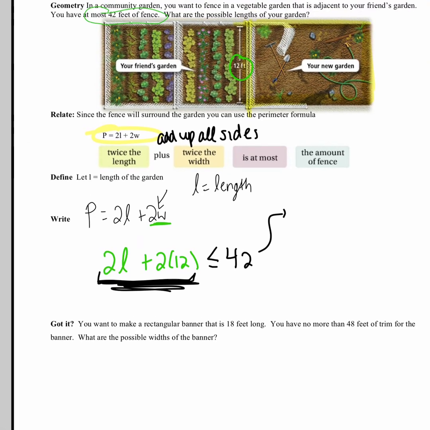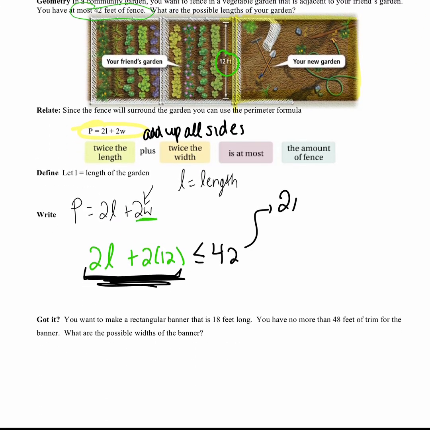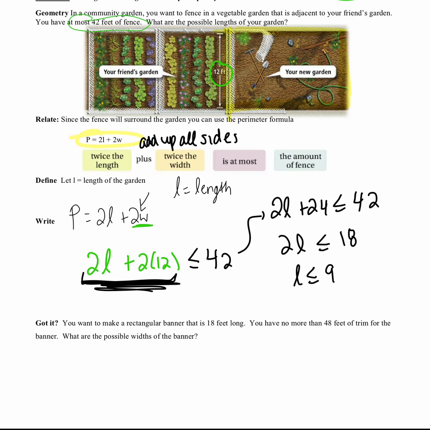Okay, when you go to solve this, you get 2L plus 24 less than or equal to 42. Subtract 24, divide by 2. So that means that the length can be 9 feet or less.